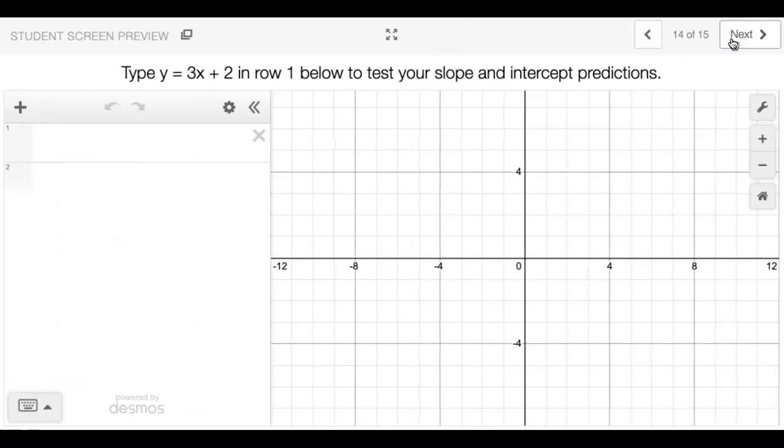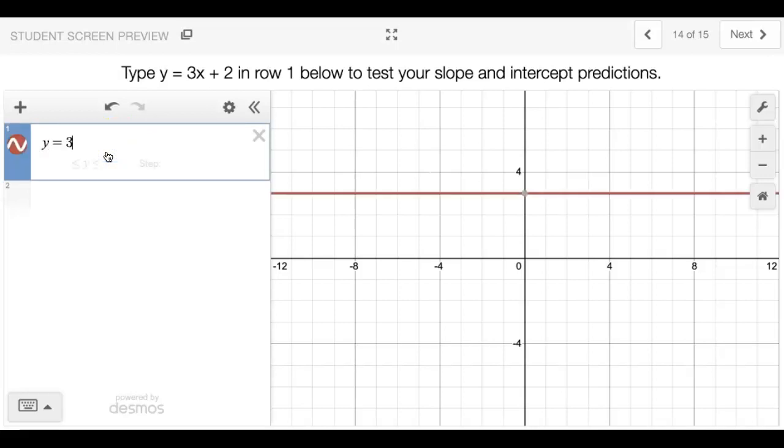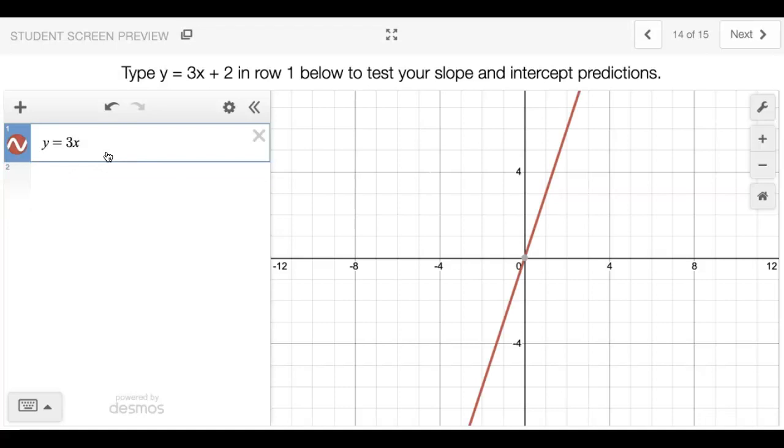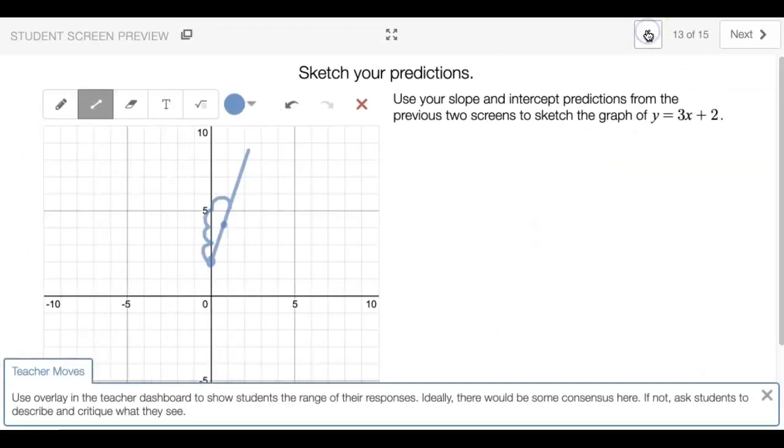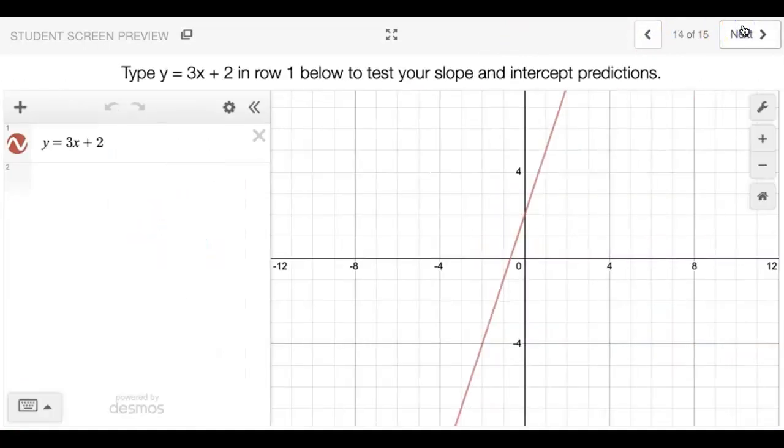Let's have a look at the next one. Y equals 3x plus 2. Okay, so we can put it in here. Y equals 3x plus 2. You can type this in. Does that match with our graph? You can go back and look at it. Does that work? We can check, right?